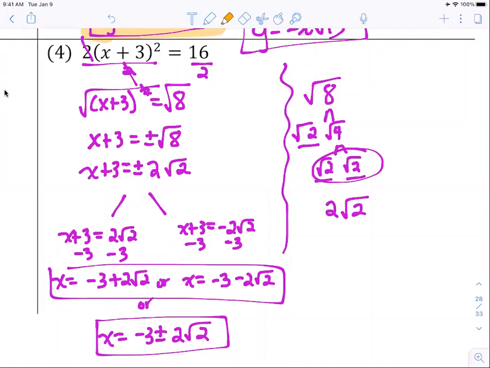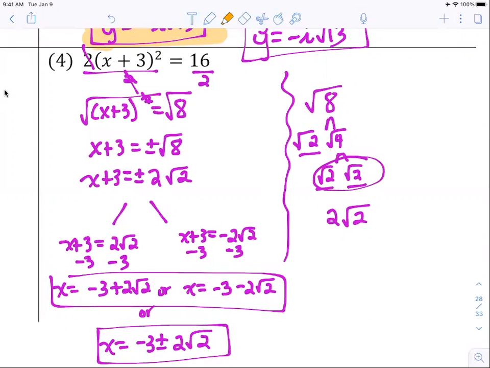All right. You should have gotten -3 plus 2 root 2 as your final answer. So let's walk through this. First step, you should have got the x plus 3 squared part alone. So your first step should have been to divide by 2 on both sides. And that leaves you with the x plus 3 squared, which means your next step should have been to simplify by square rooting both sides.